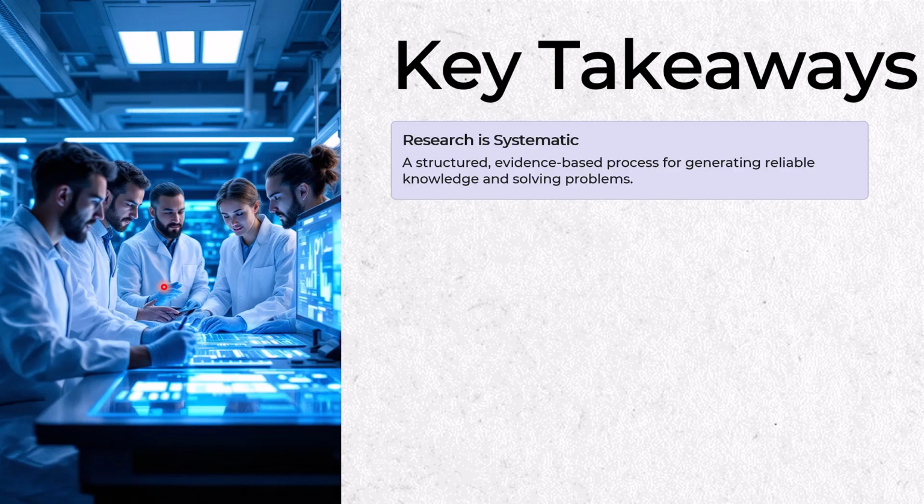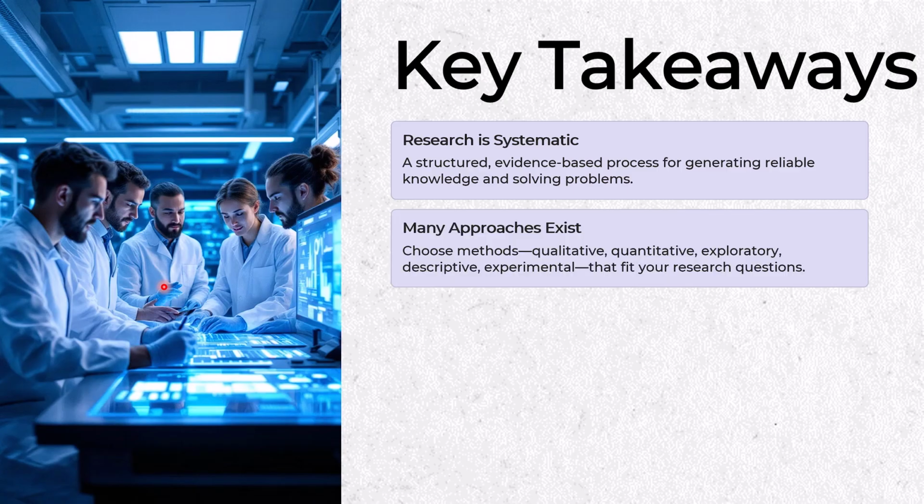Okay, some key takeaways. Let's summarize this first chapter. Research is systematic, so research should be a structured, evidence-based process for generating reliable knowledge and solving problems. We have many approaches, but we can say we have 2 main approaches: the quantitative approach and the qualitative approach.